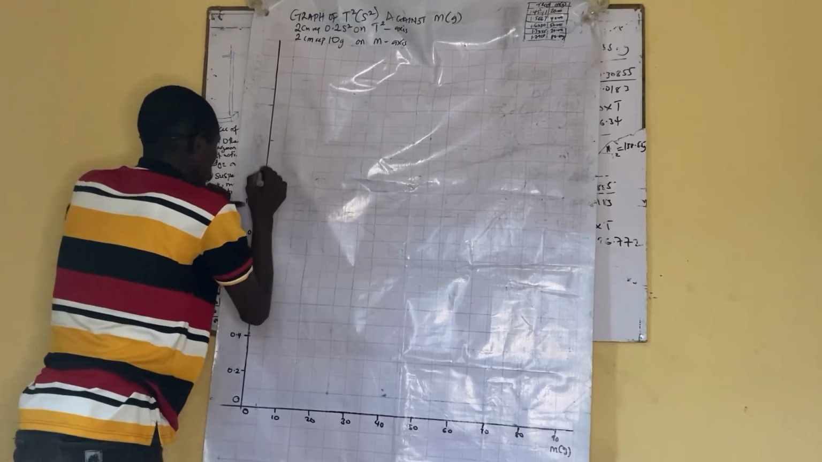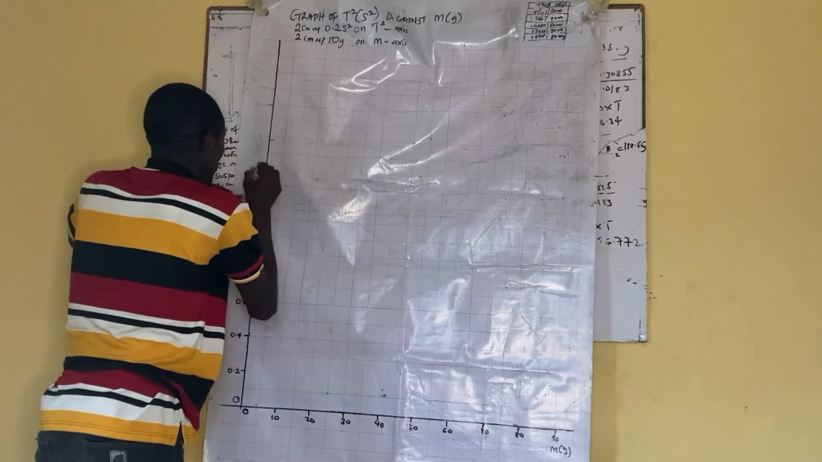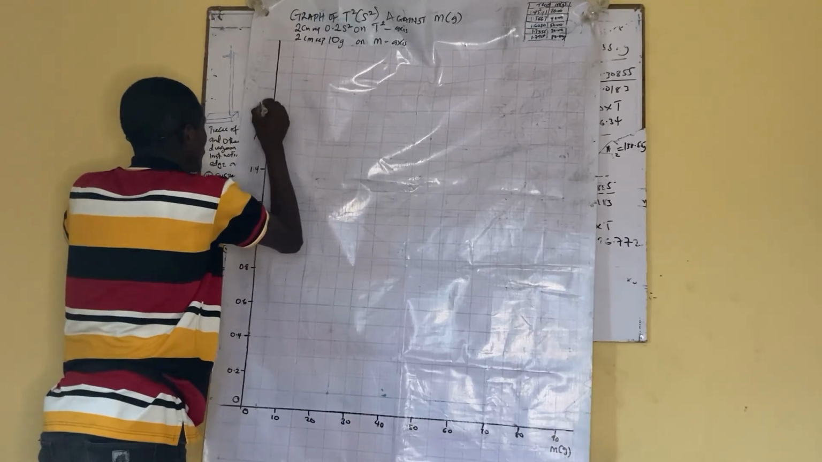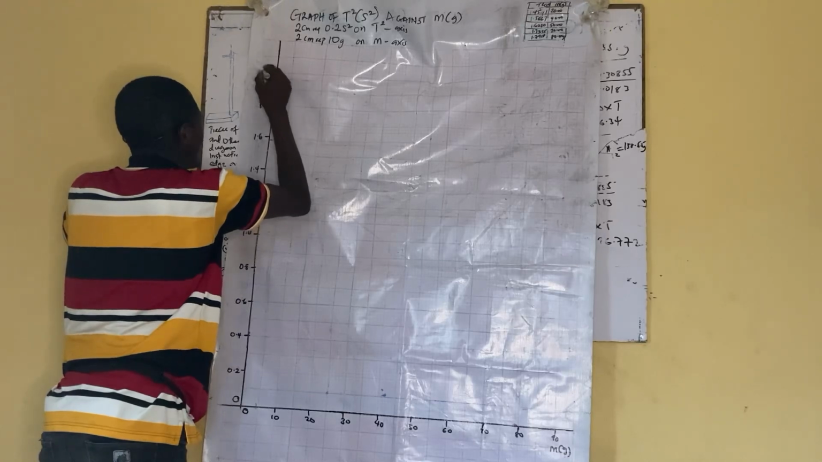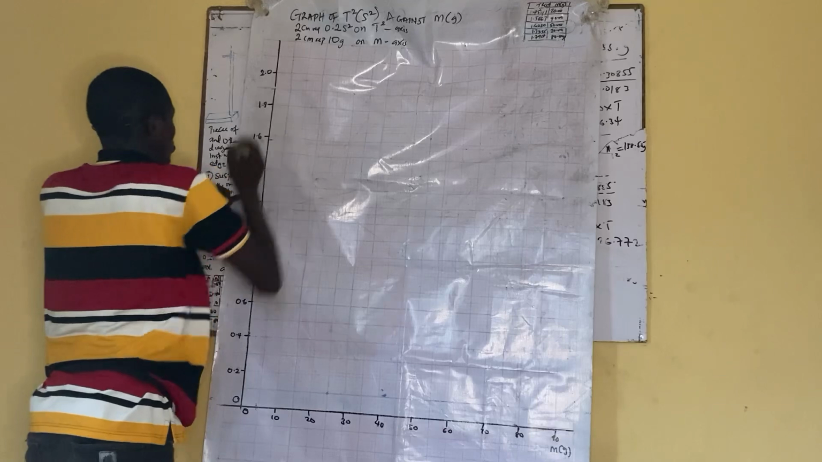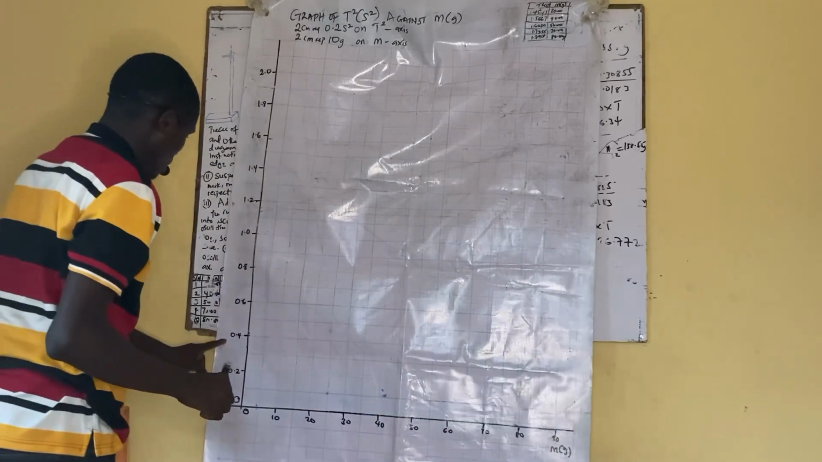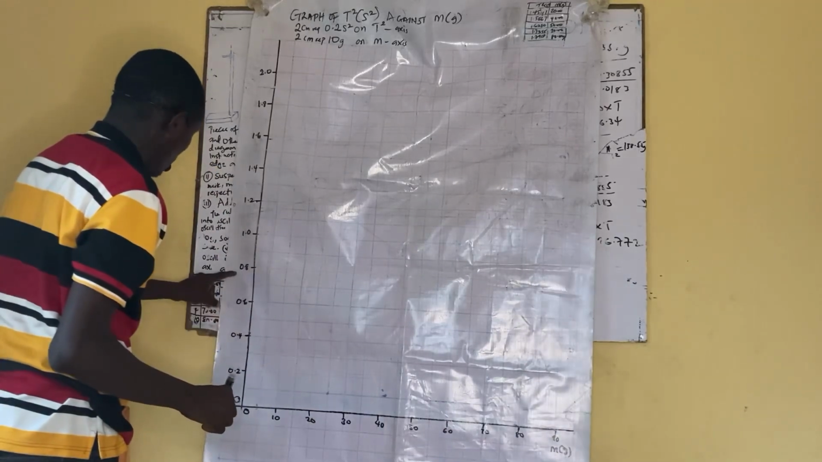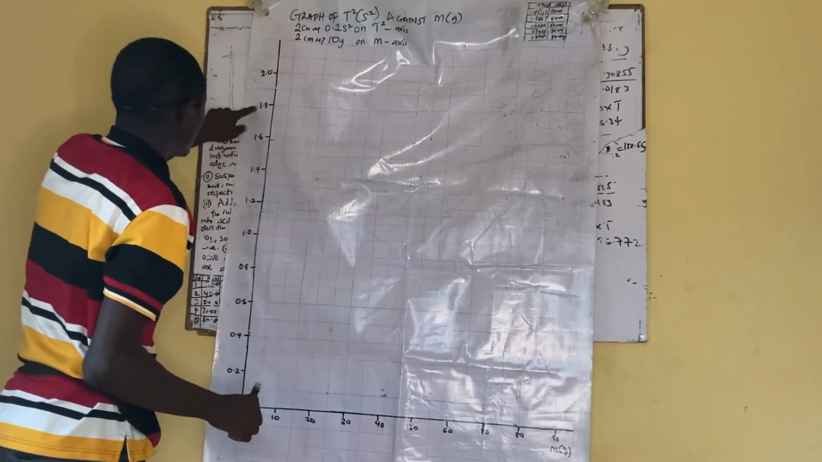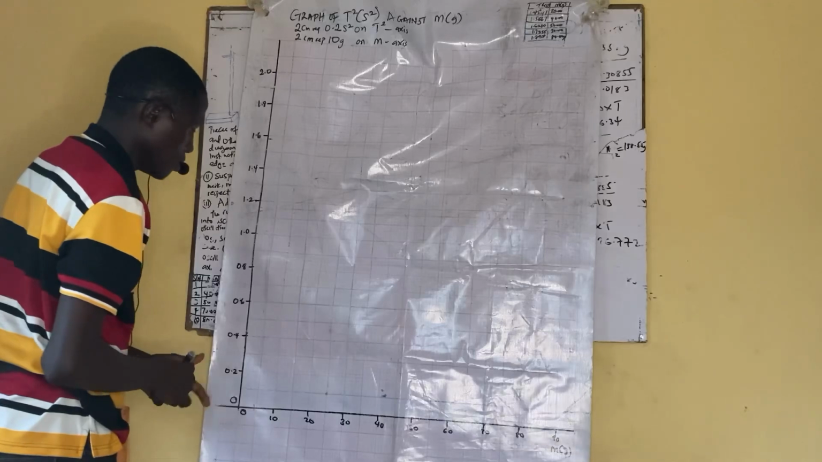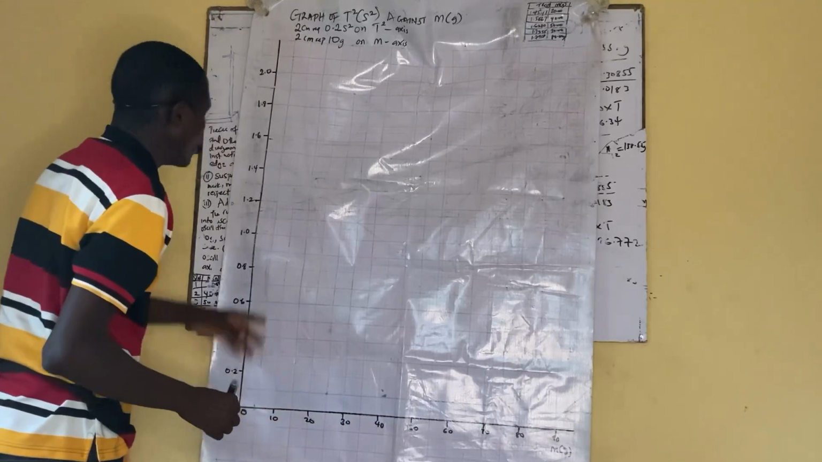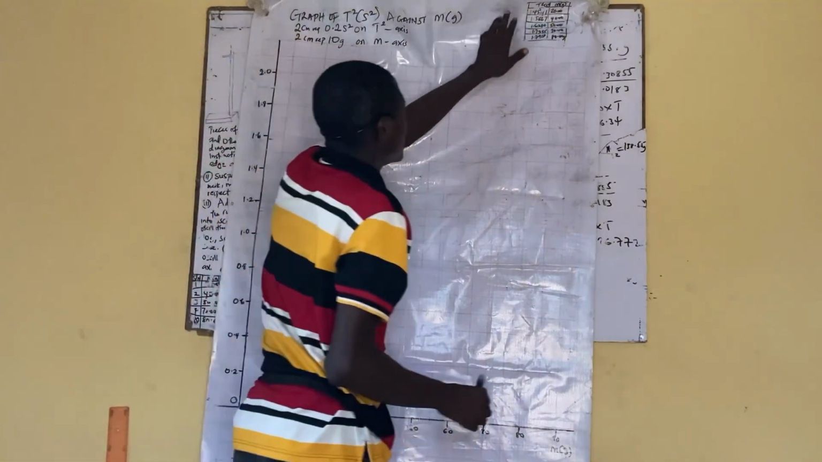Then 1.2, 1.4, 1.6, 1.8, 2.0. So that's that about that. So I have chosen the scale now. Now let's plot the graph.